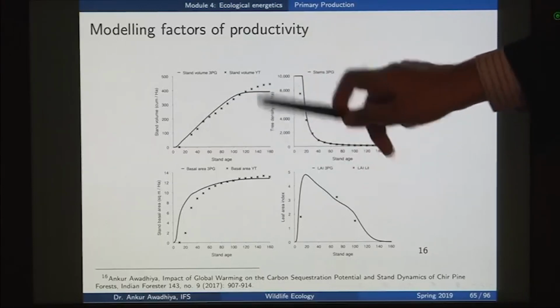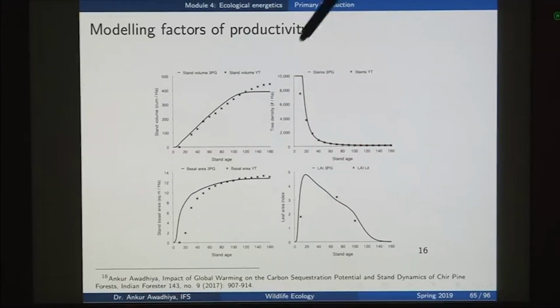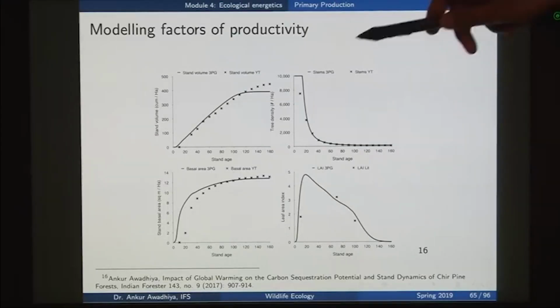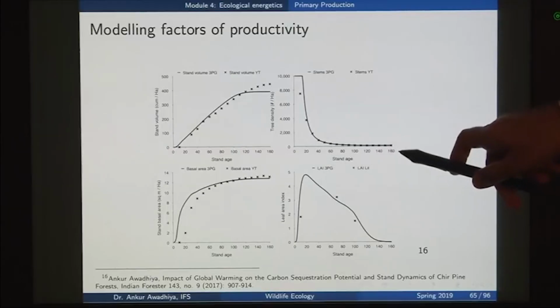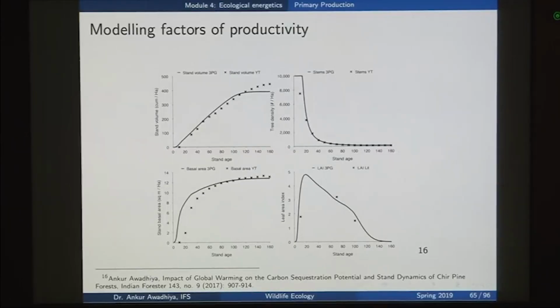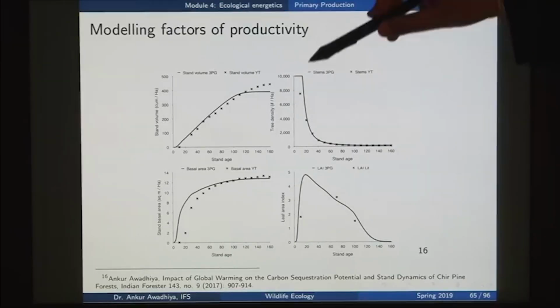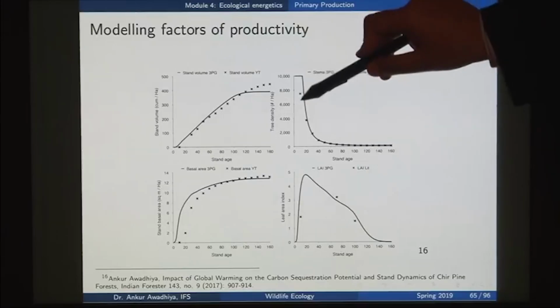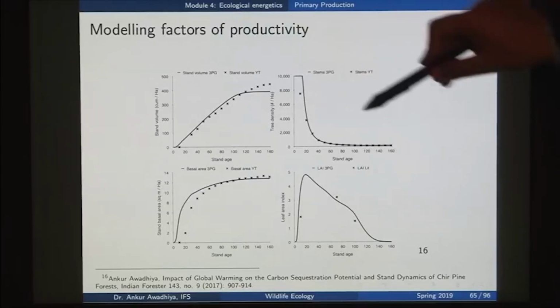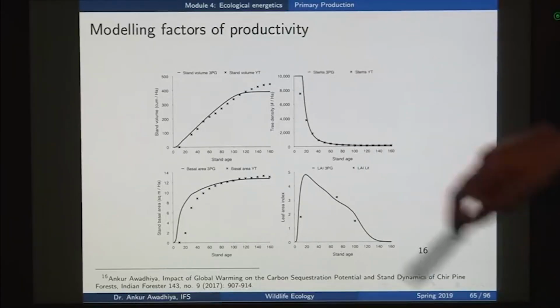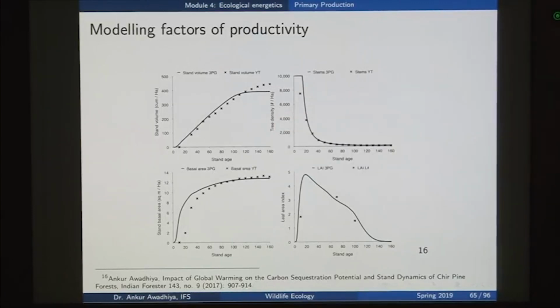Then this one is showing you the number of stems, or the number of plants, that are there. Now, when we increase the stand age, because different plants are competing against each other, there would be a number of deaths of plants. So, the number of plants per unit area would decrease. Here again this is what the model is predicting, and the crosses are the actual field situation. Here also we see that there is a very good correspondence. This is about basal area, this is about the leaf area index.